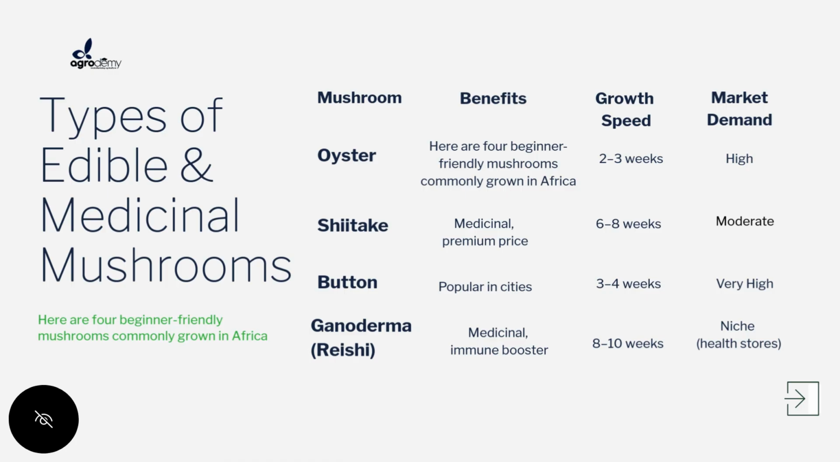And then button mushrooms, oh, it has very high demand. So button mushrooms are the ones that look like an umbrella directly, right? And they are very popular in cities. They also grow between 3 to 4 weeks. So let's call it 1 month. Oyster is the one that spreads very open, but the button mushroom is more like an umbrella.